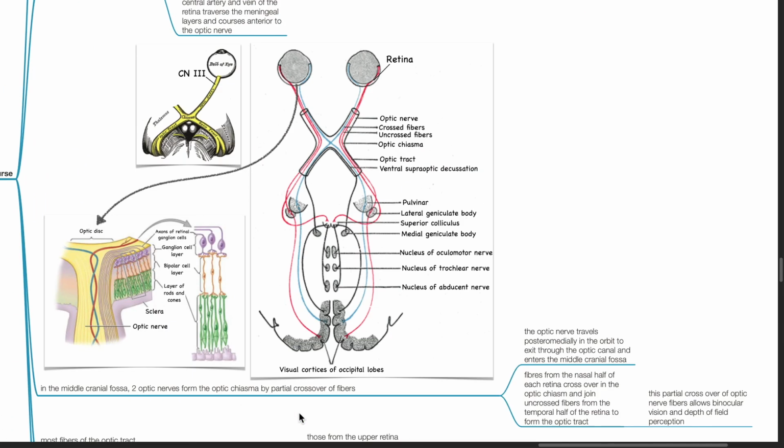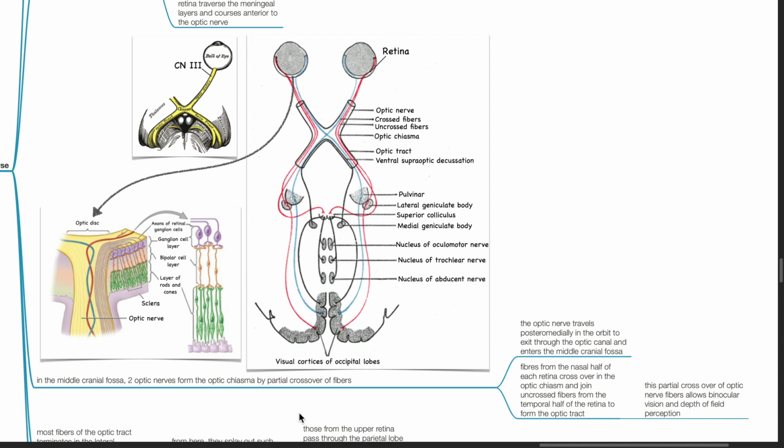The central artery and vein of the retina traverse the meningeal layers and course anterior to the optic nerve. In the middle cranial fossa, two optic nerves form the optic chiasma by partial crossover of fibers. The optic nerve travels posteromedially in the orbit to exit through the optic canal and enter the middle cranial fossa. Fibers from the nasal half of each retina cross over in the optic chiasm and join uncrossed fibers from the temporal half of the retina to form the optic tract.